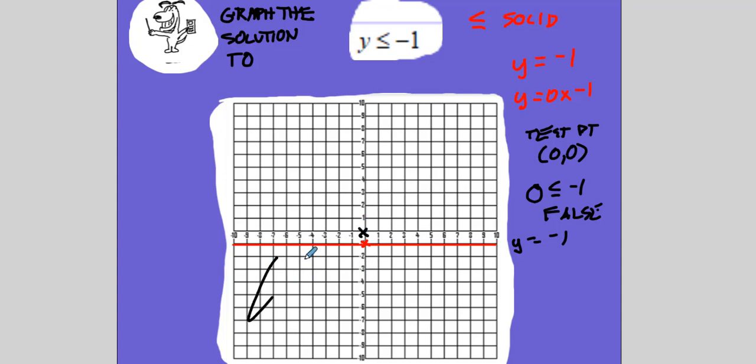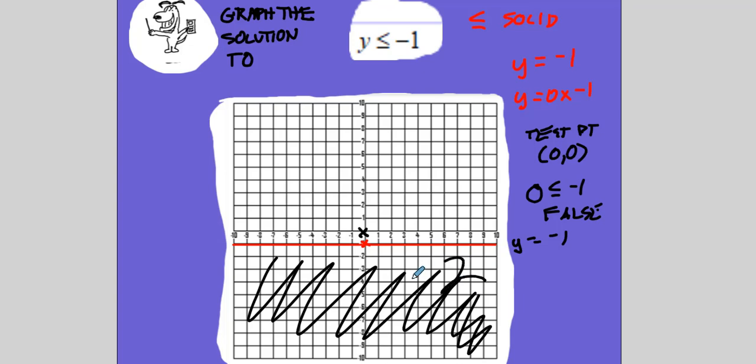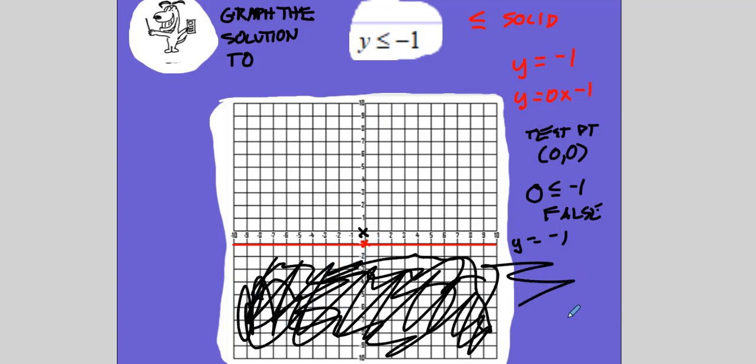So our solution is down here this time, because the test point gave a false result, and the test point's located here in the upper half plane, so we shade the lower half plane. So it includes all these values here and includes the boundary line here because it is less than or equal to.